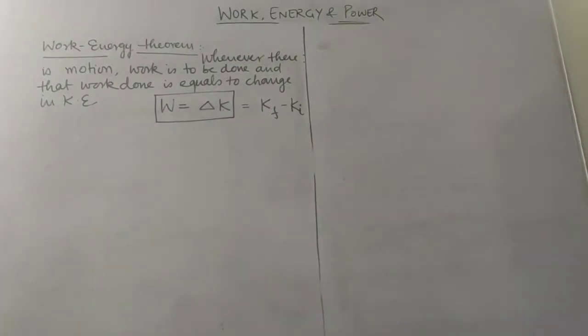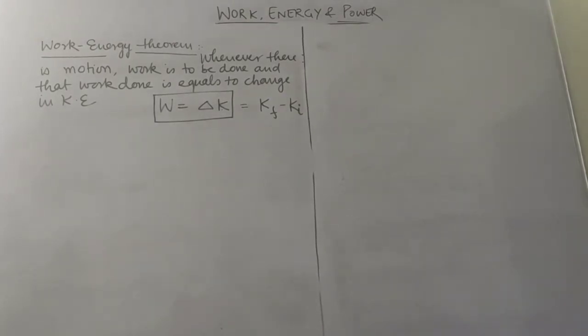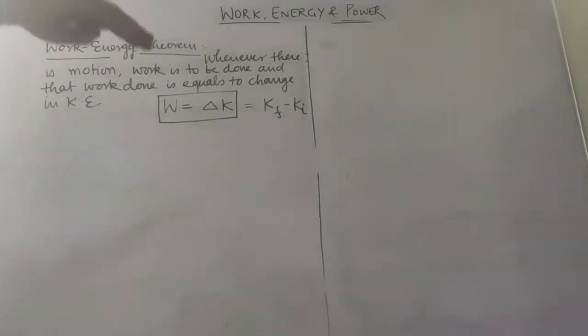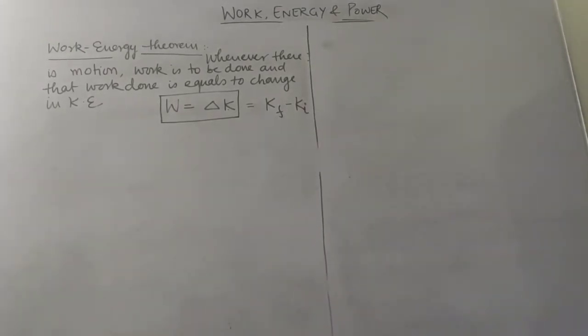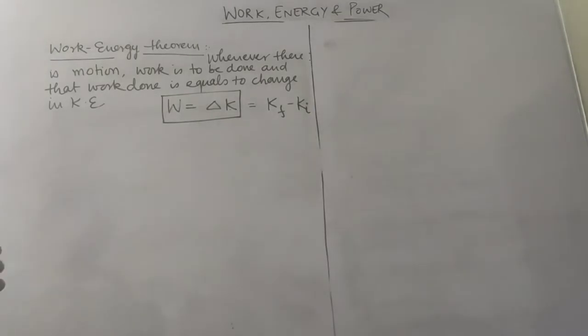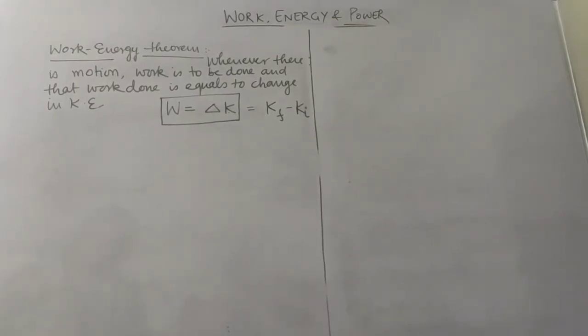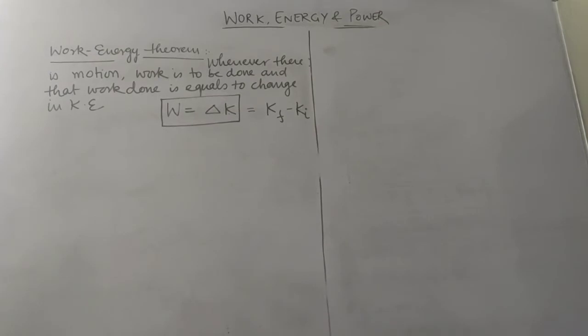Say, for example, you are running a bicycle. You start from rest, or from some velocity, and after covering some displacement you gain some velocity. Then the work done is equal to the change in kinetic energy. Final kinetic energy minus initial kinetic energy is equal to work done.